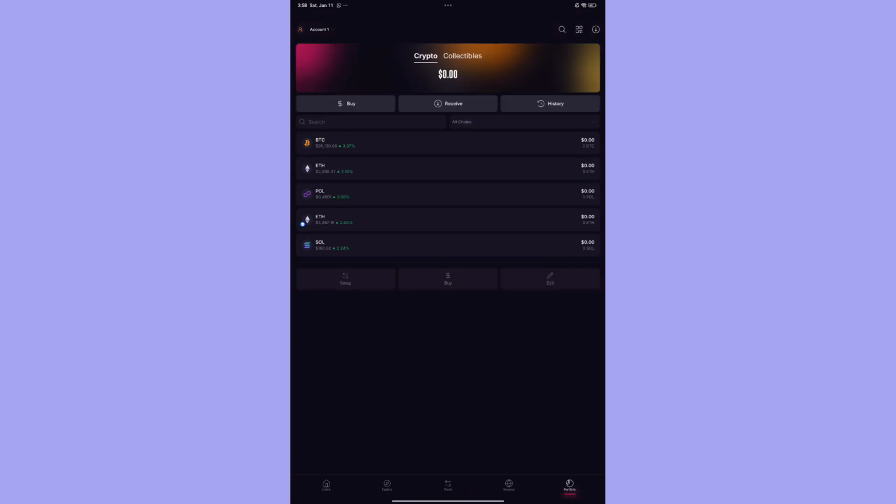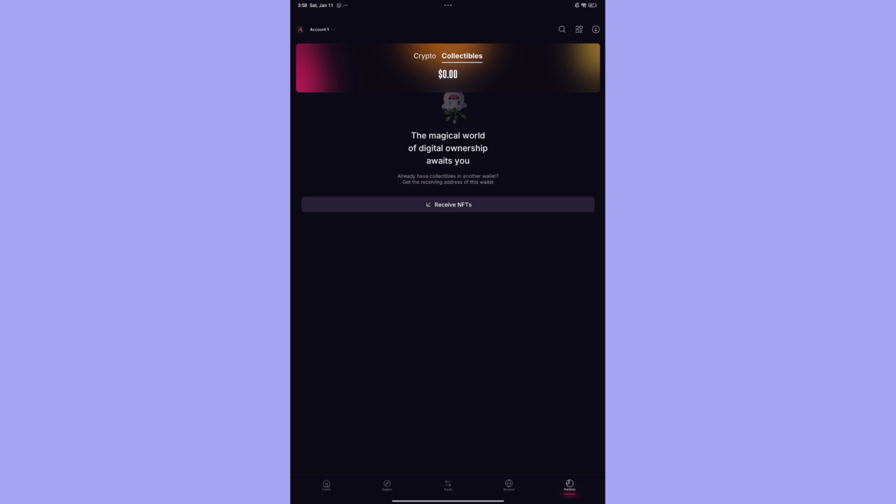Now after you check the network of that NFT, head over into your Magic Eden wallet, and here head over into the portfolio section of your Magic Eden wallet. Head over to the collectibles section under portfolio and click on the receive NFTs button.